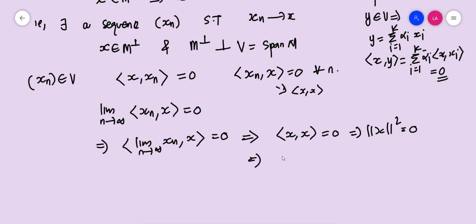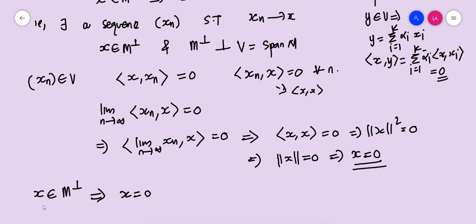So norm x is equal to 0, which implies x is equal to 0. So we started with an x which is an element of M perpendicular, and we have proved that x is equal to 0. Since x is arbitrary, every x in M perpendicular should be equal to 0. So M perpendicular only contains the 0 element if span M is dense in H.